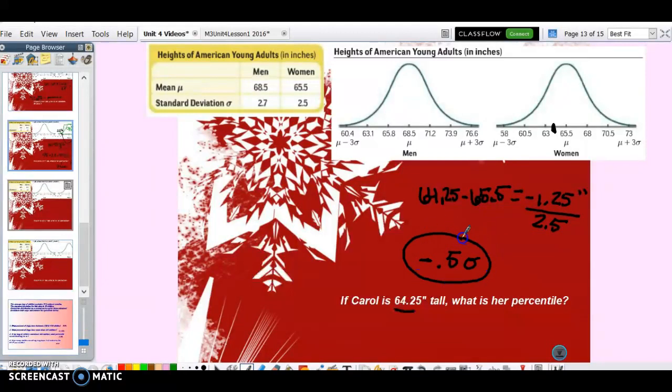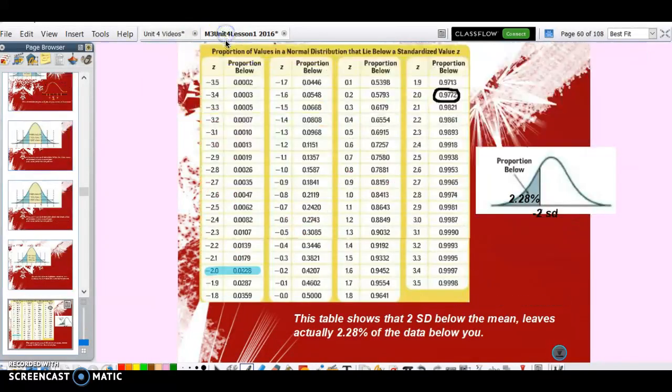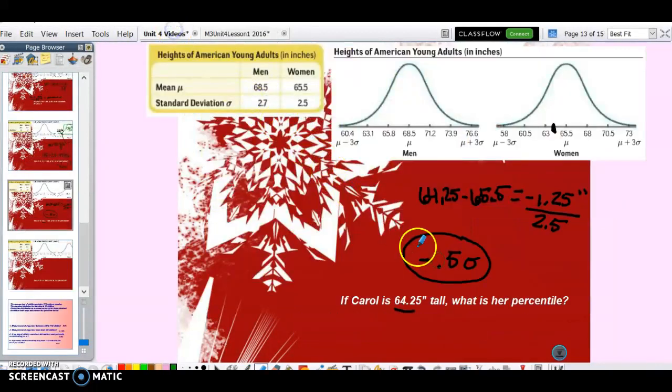Knowing that, again, we could do this by hand, but let's go back to our table and look for a standard deviation of negative 0.5. That would be right here. So she is taller than 30% of the people. So her percentile would be 30.85 percentile. She's taller than 30.85% of the people. So that's how we use that table.